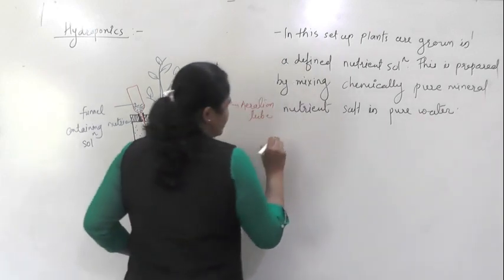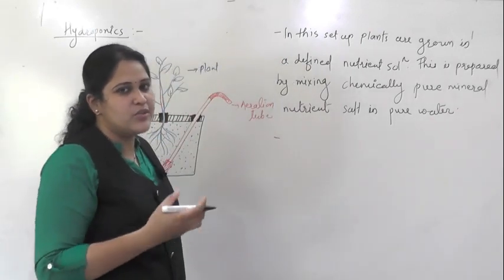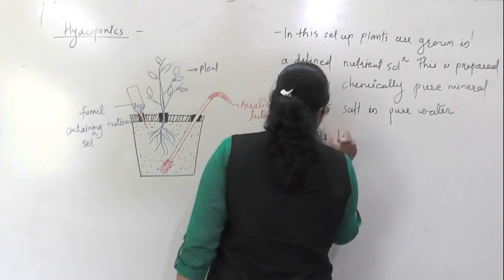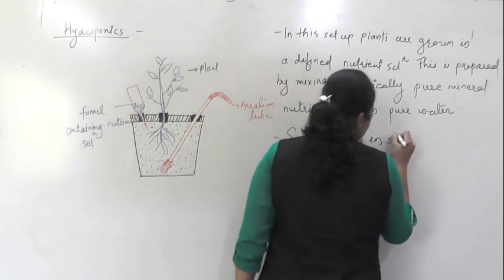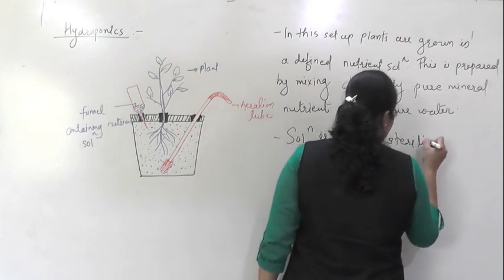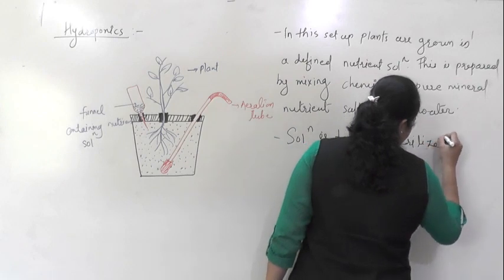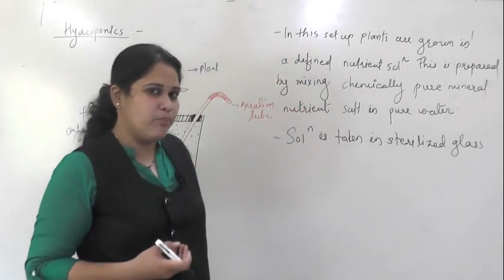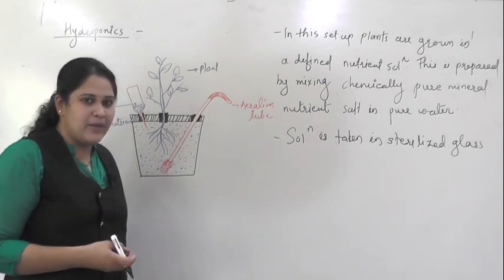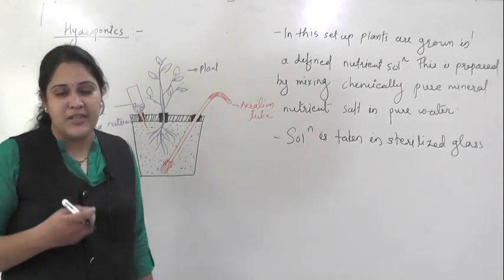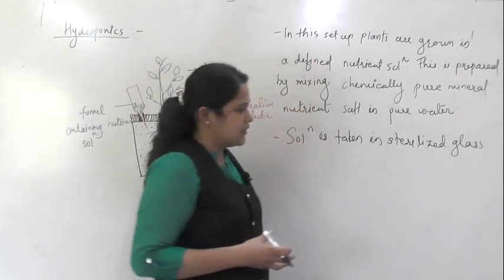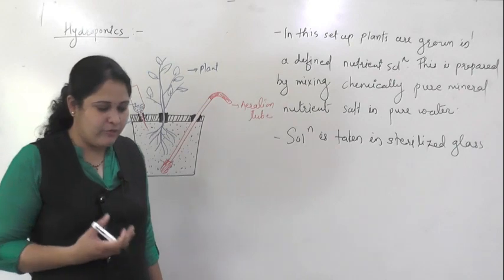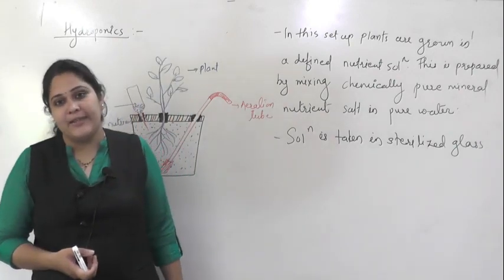The solution is taken in a sterilized glass. The pot which we are going to use would be better if it is a glass container. What do we mean by sterilization? Sterilization means removal of microorganisms. If the pot has microorganisms, it can contaminate and affect the plant, and it can cause disease to the plant. So the glass container which we are going to use must be free of microorganisms. That process is known as sterilization. For that we can use certain chemicals or apply high temperature.